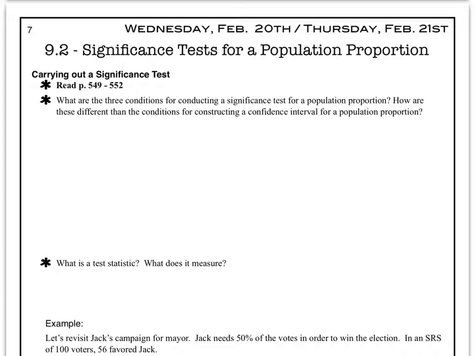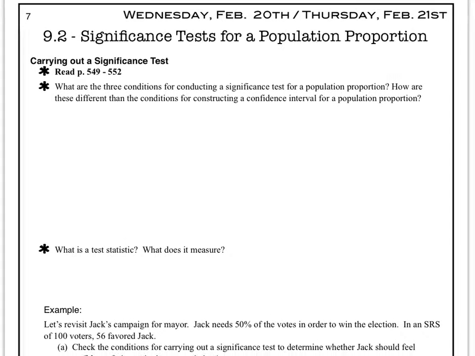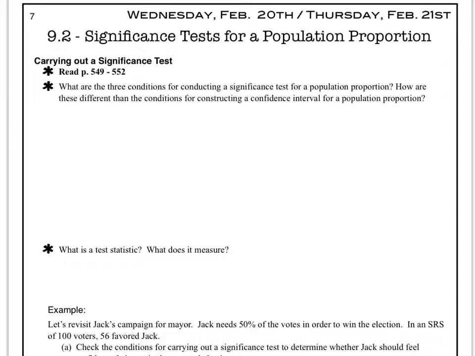When we want to carry out a significance test for a proportion, there are three conditions that must always be met. Actually, they are the same conditions that we had to meet when we were doing confidence intervals. So, the first one of those, if you remember, is random. To achieve the random condition, it must say that it's random in the problem.